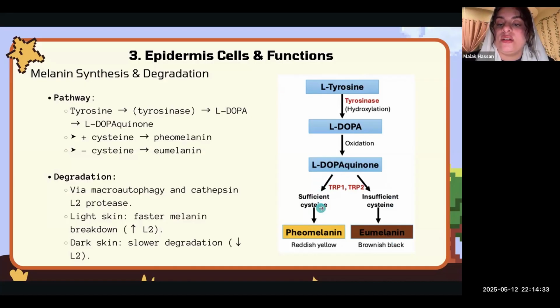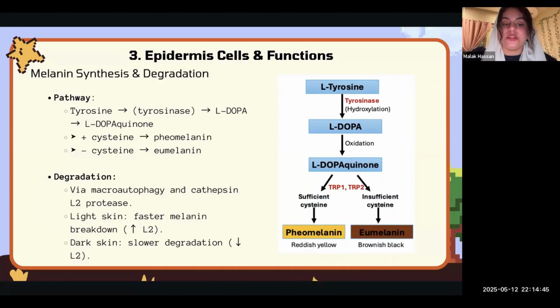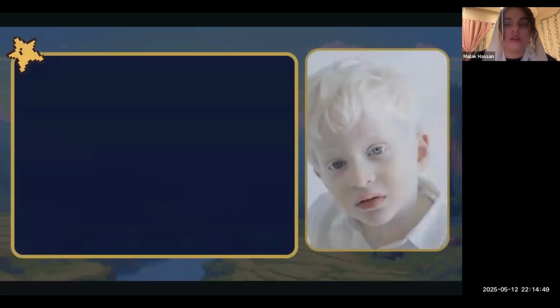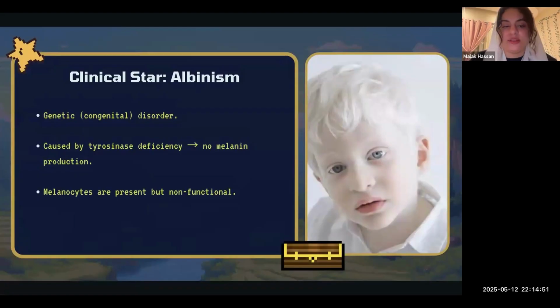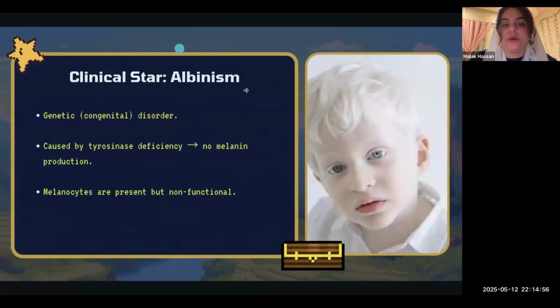So enough cysteine will give you pheomelanin, which is a reddish-yellow color, and if you don't have enough cysteine, it'll give you eumelanin, which is a brownish-black color. And how is it degraded? By autophagy and cathepsin L2 protease, which is on the slide after this one. But before we talk about that, let's talk about albinism.